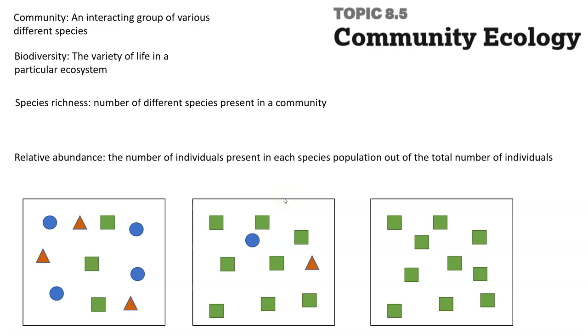Okay, so we are back for 8.5b, the second video. If you've not watched 8.5a, it consists of this slide. We talked about things like communities, biodiversity, species richness, and relative abundance of species. Please make sure you've watched that before you go to the next video, because we are moving on to a formula that you guys are going to need to know.